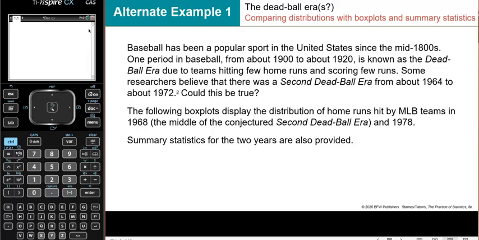So baseball has been a popular sport, somewhat, especially back in the day. But the era from 1900 to 1920 is known as the dead ball era due to teams hitting very few home runs and scoring few runs. The researchers believe that there was a second dead ball era from 1964 to 72. Could this be true? The following box plots display the distribution of home runs hit by Major League Baseball teams in 1968 and 1978. Those are, one from each of the dead ball eras, supposedly.